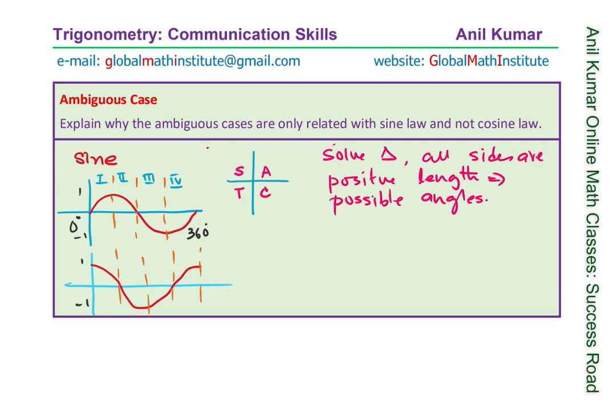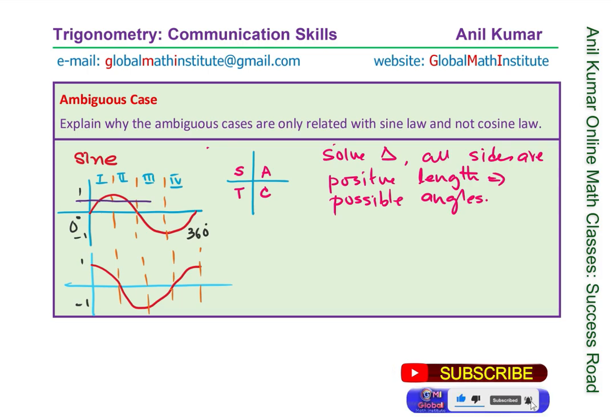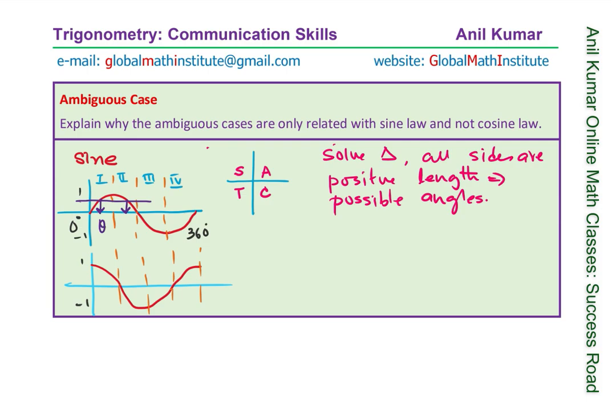Now, as you can see, for sine law, if I draw a horizontal line representing the angle which we need to find, we get 2 solutions. These are the 2 solutions representing the values theta and 180 degrees minus theta. From the symmetry, you can figure that out. And therefore, we do get 2 solutions from sine law.